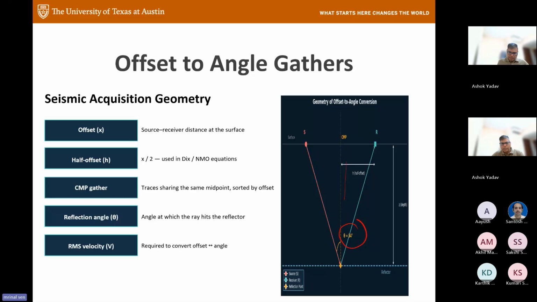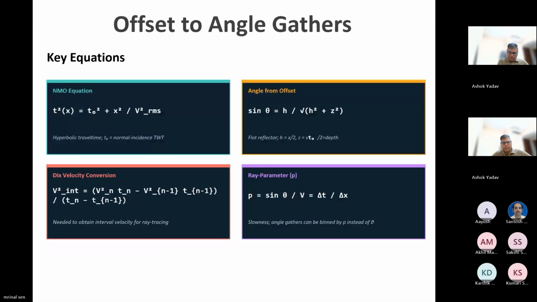Typically, we use X as this, and this H is the half offset, and the reflection angle is theta, and here RMS velocity, let's say, is V. Now, we need interval velocities to be able to exactly map it to angle. So given this NMO equation, you have RMS velocity, and then you use the Dix velocity, for example, to convert it to interval. And using that, you can now compute this angle.